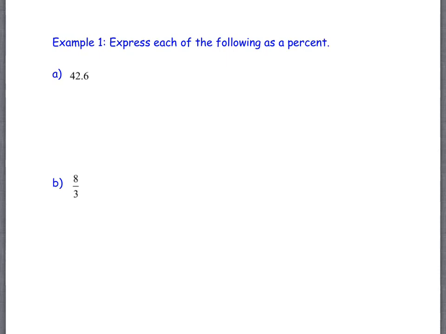So on the first one, 42.6. If you're turning this into a percent, it means writing something over 100. Well, if it was already written over 1, and you're now going to write it over 100, it means you're multiplying by 100. So if you take 42.6 and you multiply by 100, what do you get? 4,260.